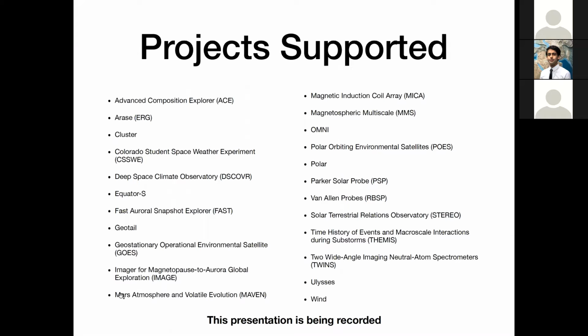IMAGE data, so that's the ENA data. And we have MAVEN, MICA, which is a magnetic induction coil array. That's ground mag data. We have MMS, OMNI, POSE, Polar, Parker Solar Probe, RBSP, STEREO, THEMIS, TWINS, this is also ENA data, and Ulysses, and some Wind data.